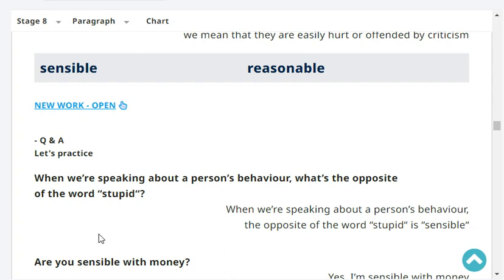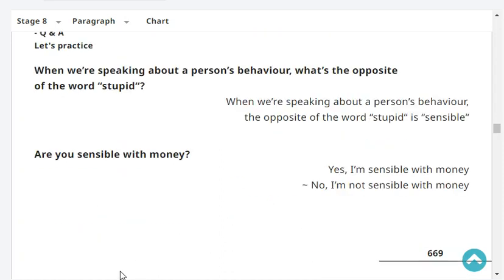When we're speaking about a person's behavior, what's the opposite of the word stupid? When we're speaking about a person's behavior, the opposite of the word stupid is sensible.